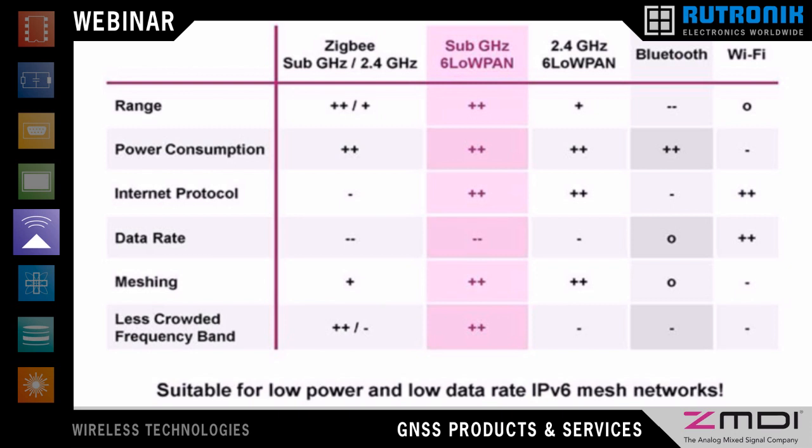We also support meshing and multi-hop, so that means if you have to bridge over a really long distance, you just add some hops in the middle, and so we can communicate from the gateway to the end node with hopping. One main advantage of a SubGHz solution is that you can use a less crowded frequency band. All in all, we can say it's suitable for low power and low data rate IPv6 network applications.